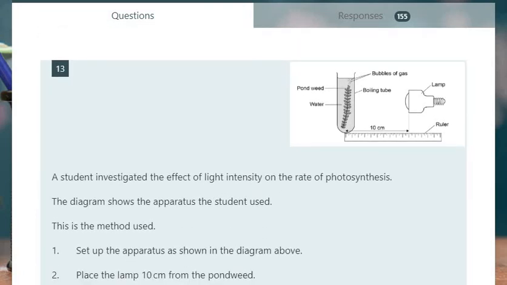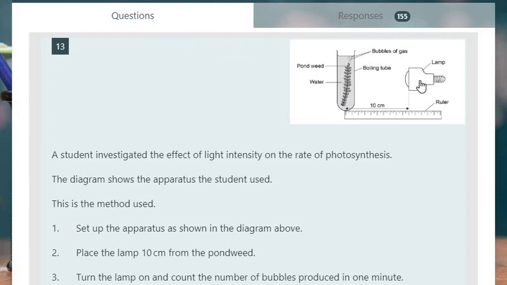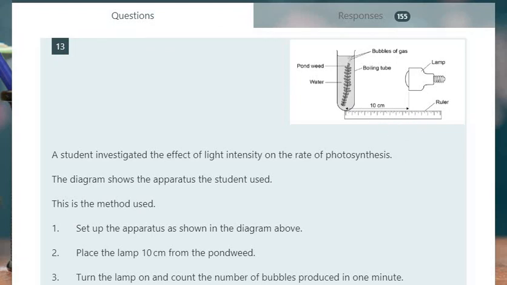Okay, 13. We've got this classic photosynthesis investigation. This is one of the required practicals you have to know about in detail, and you need to be able to apply your knowledge of this practical to slightly different situations as well. So here we're moving the lamp to different distances to change the light intensity, and we're counting the number of bubbles produced as a measure of photosynthesis.